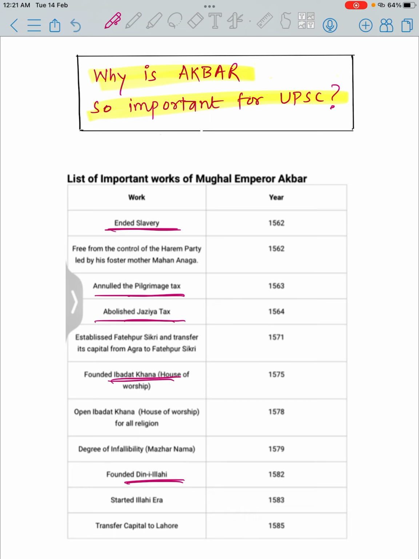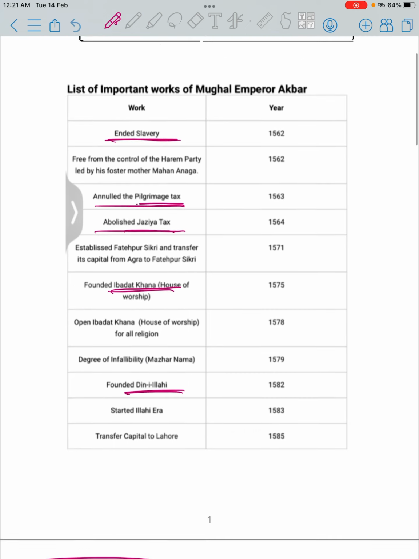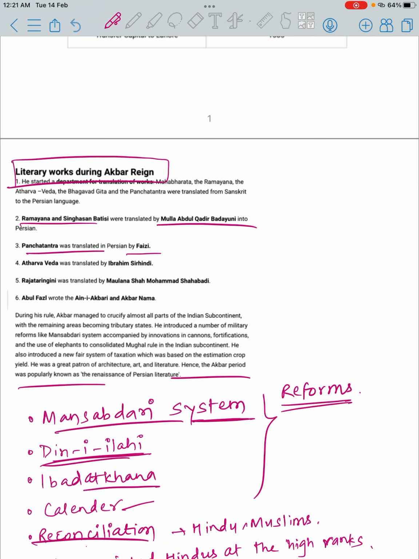Akbar ended slavery, abolished the jizya tax, annulled the pilgrimage tax, founded Ibadat Khana, and founded Din-e-Ilahi. Akbar did a lot of reforms in military administration, financial administration, and revenue administration. So Akbar did a lot of constructive work in his tenure.